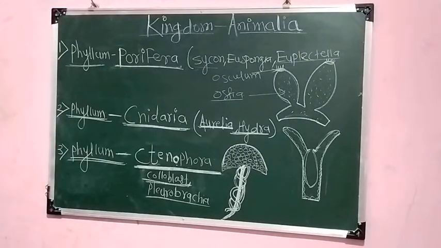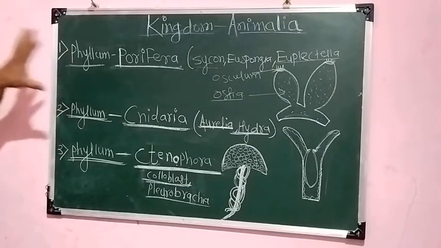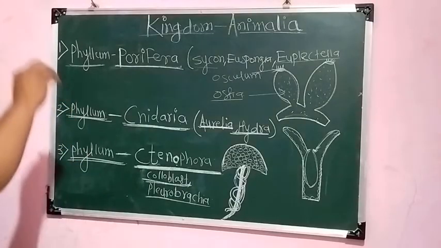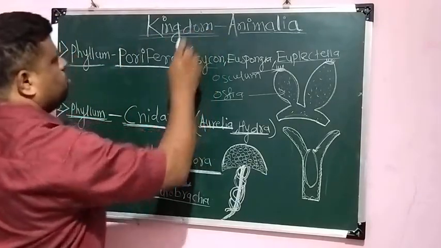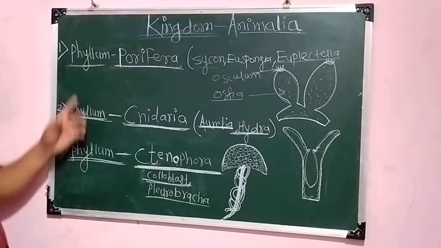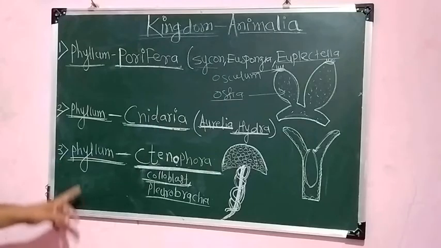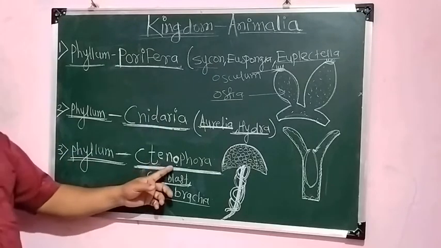In this way, today you have studied various criteria for the classification of animals in various categories. Okay, in this kingdom, today you have studied three phyla. First is phylum Porifera, second is phylum Nidaria, and the third is Ctenophora.